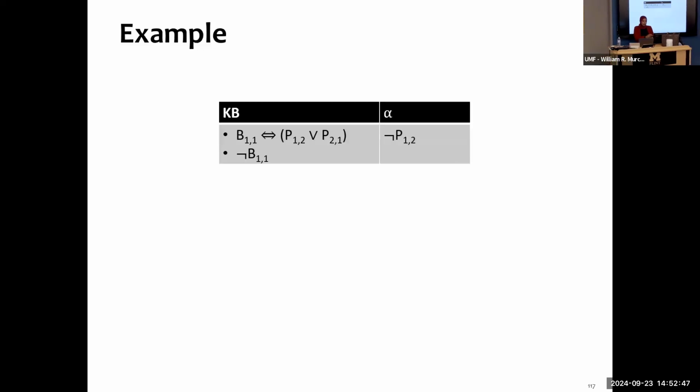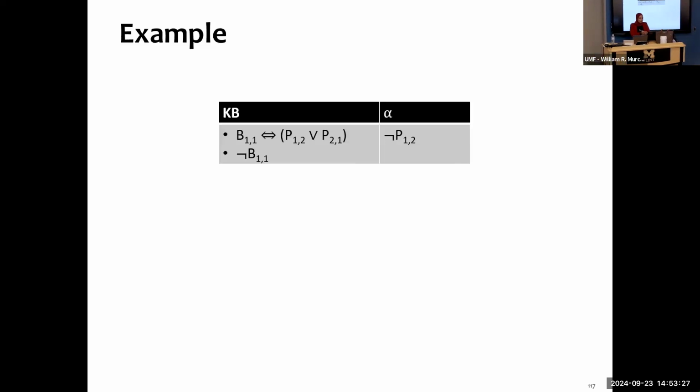So this is our KB. On the one hand, we have B11 biconditional P12 or P21. And so this is the example. We have our grid, and in the first room, let's say, we have our AI agent here, and so this is B11, and the idea is that there is a pit whether in 2,1 or in 1,2. Okay, so we need to prove now that it is equivalent.